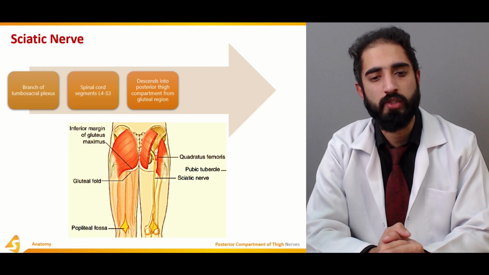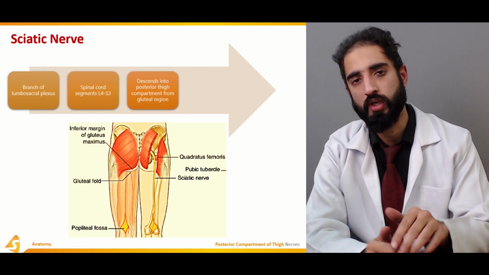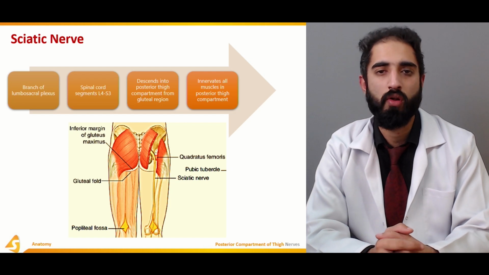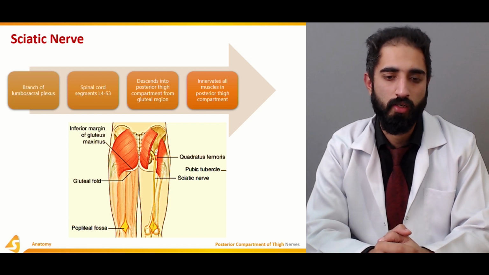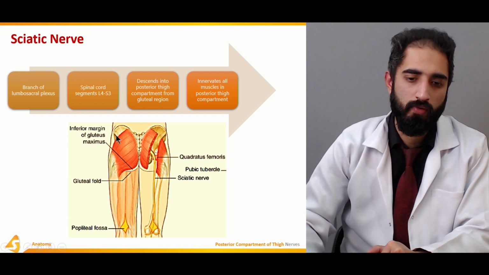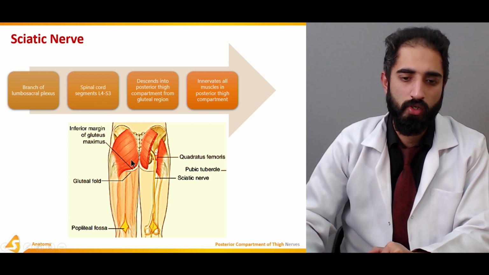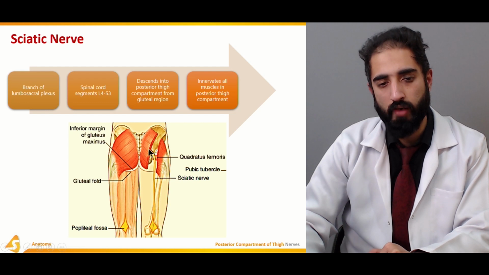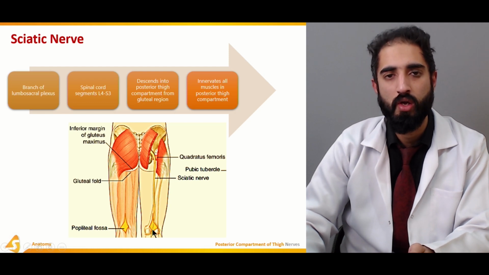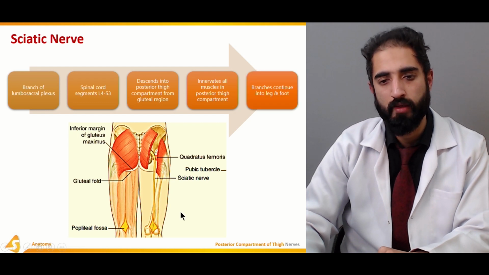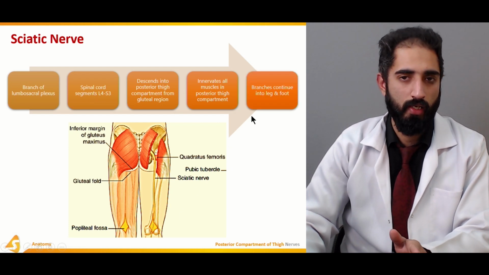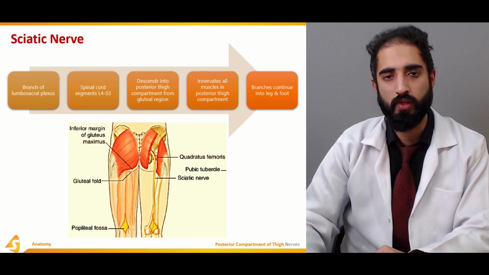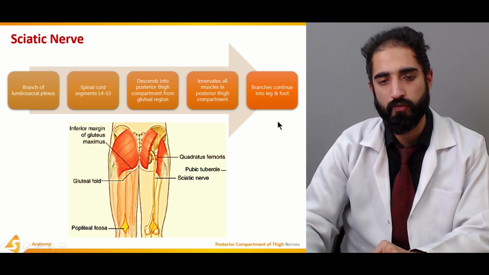Now, the sciatic nerve descends into the posterior thigh compartment from the gluteal region into the posterior thigh, and it innervates all the muscles in the posterior thigh compartment. As we can see here, now we have the posterior gluteal region, and here we have the posterior thigh region, and the sciatic nerve actually arises from the L4 to S3 and then passes beneath the piriformis muscle above the adductor magnus, and it passes downward and then divides into common peroneal and tibial nerve. So its branches continue till the leg and foot, and also supply the muscles of the lower leg and foot as well.